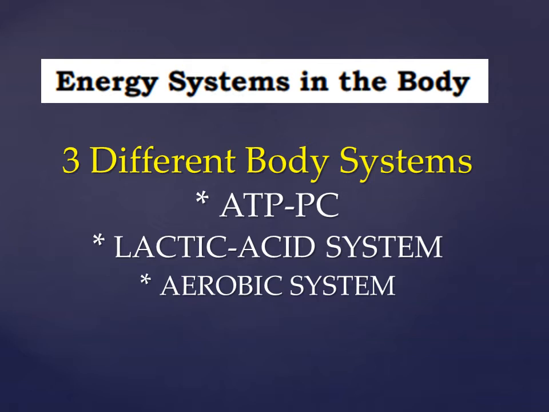The energy systems in the body use three different systems to supply cells with the necessary ATP to fuel energy needs. The three different body systems are: first, the ATP-PC, second, the lactic acid system, and third, the aerobic system.